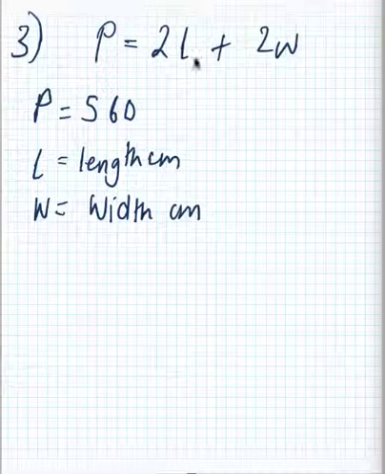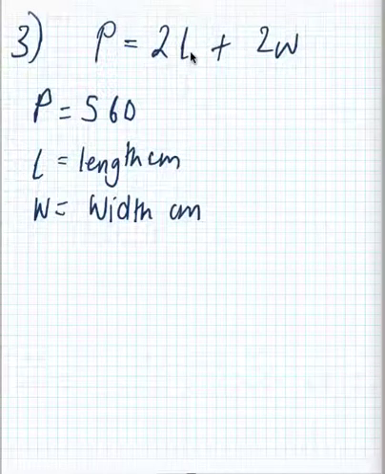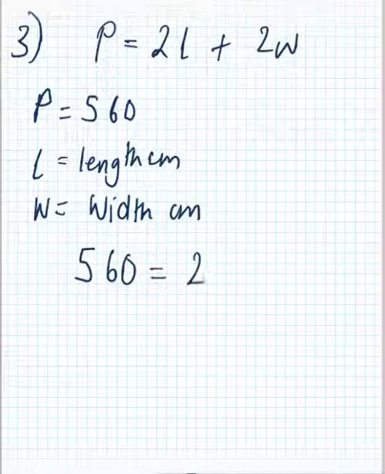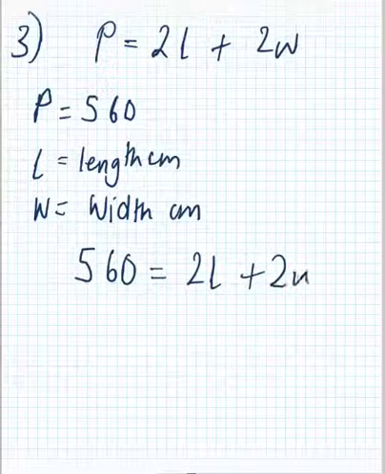But the problem is I can't solve this unless I know two of these variables. P is 560. So if I continue with this, P is 560. So far I've got this: 560 is equal to 2L plus 2W. I still can't solve this. I have to figure out what L or W is from the given information.